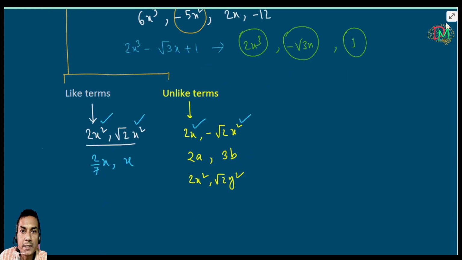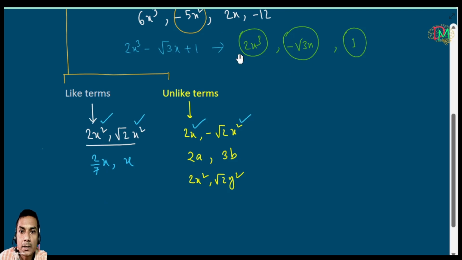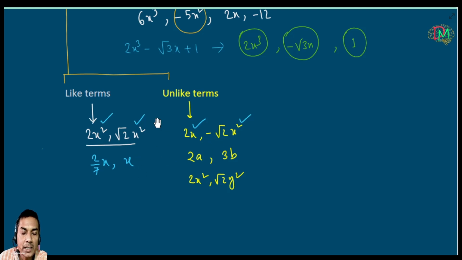So you can easily identify in the polynomials which terms are like terms and which terms are unlike terms. Why is it so important? Actually we learn in the operations of polynomials, subtraction, addition, all these things we do in the like terms only, otherwise it will not be possible. That is the reason we should have a clear idea about the like terms and the unlike terms. Is it clear? Okay.